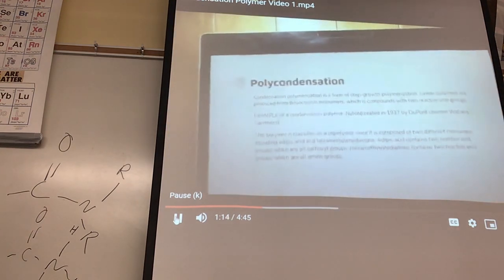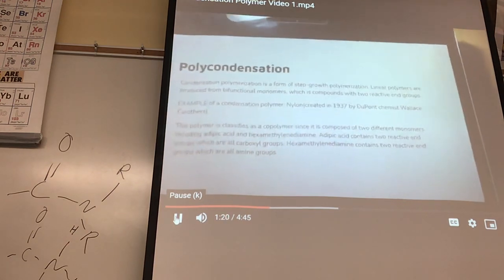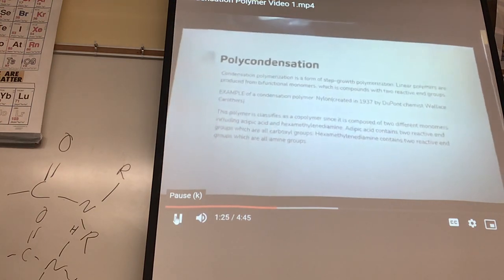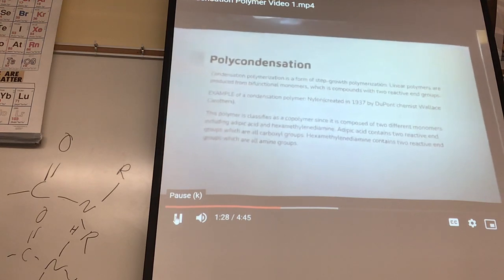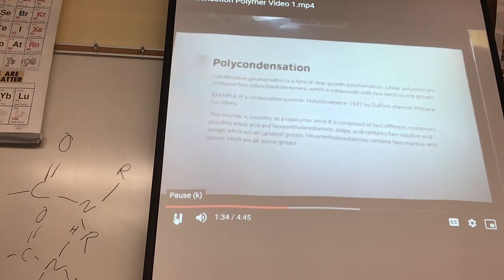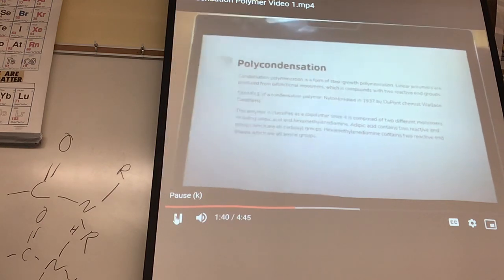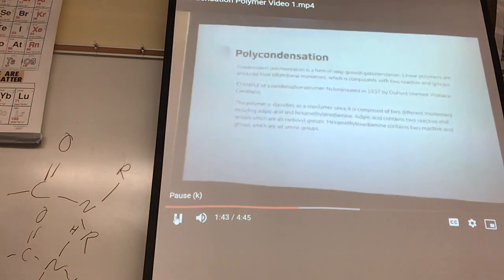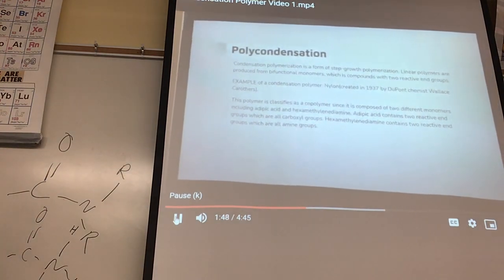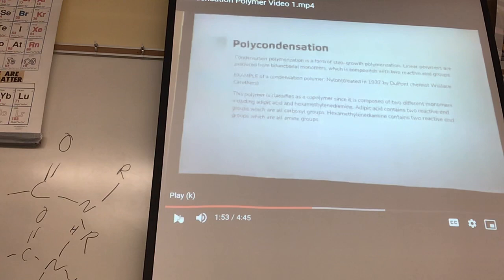Let's go to polycondensation. Condensation polymerization is a form of step growth polymerization. Linear polymers are produced from bifunctional monomers, which are compounds with 2 reactive end groups. An example of a condensation polymer is nylon, which was created in 1937 by DuPont chemist Wallace Carothers. This polymer is classified as a copolymer since it is composed of 2 different monomers, including adipic acid and hexamethylenediamine.